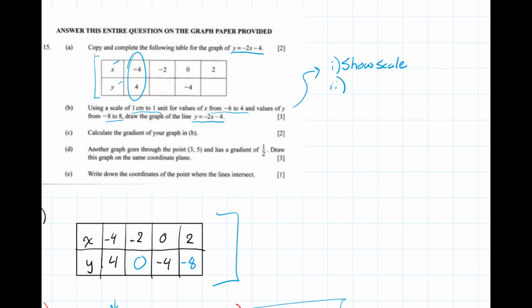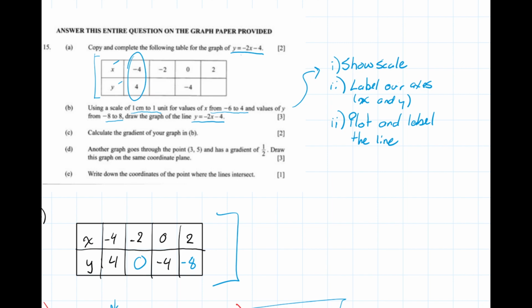Then we need to label our axes. So that's going to be our x and y. And then we also need to plot and label the line. So those are the three main things that you should get out of that question.